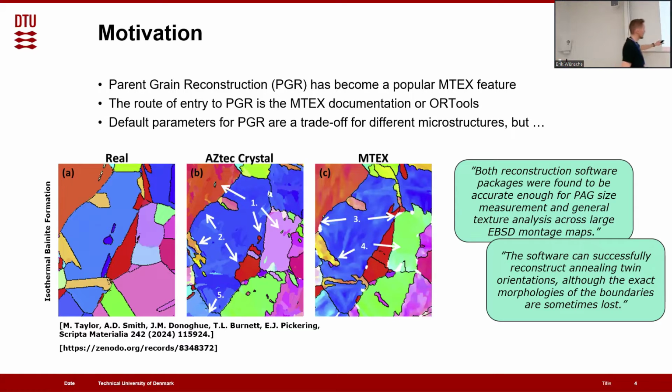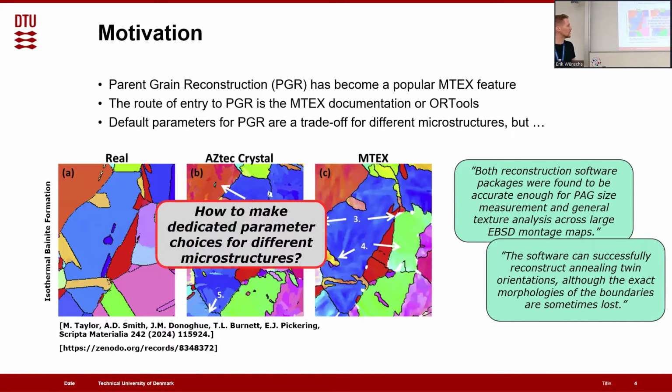We looked at this data set and looked at what kind of parameters they used, and they kept the standard parameters. It begged the question: can we do a dedicated parameter choice for this data set to get better at this reconstruction? And maybe there is some general guideline that we can recommend to get towards the best parameters that you can also use for your microstructures.